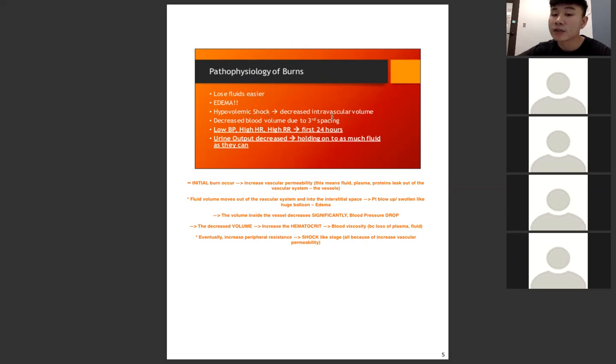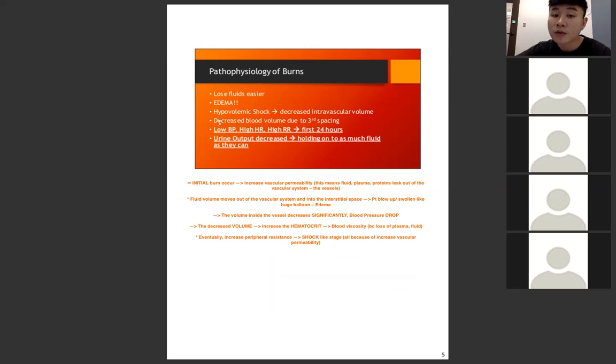This can also lead to a further decrease in the intravascular volume. And you guys know whenever we decrease the intravascular volume, it causes a decrease in blood pressure because there's not much blood anymore to push. So that's why the blood pressure also goes down whenever the blood volume goes down.